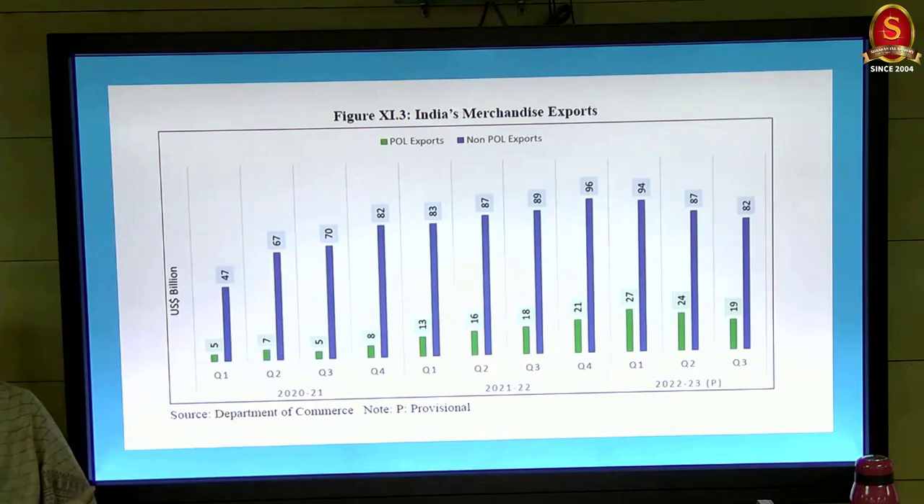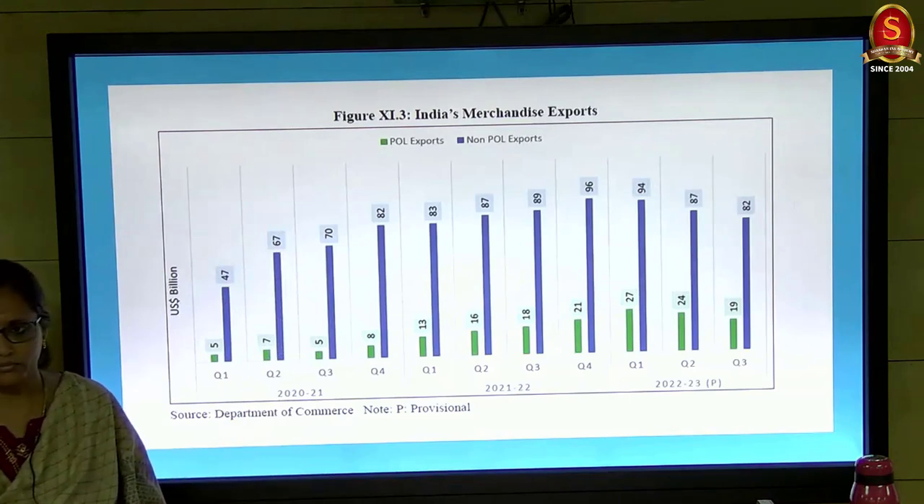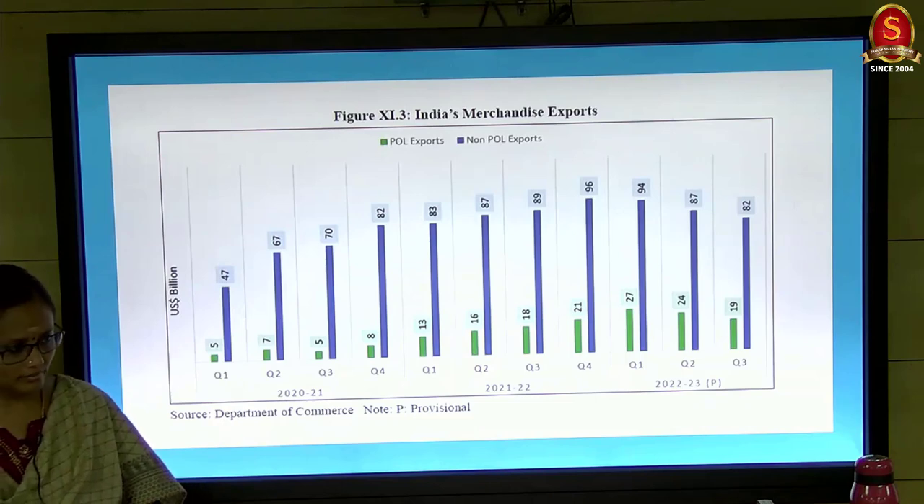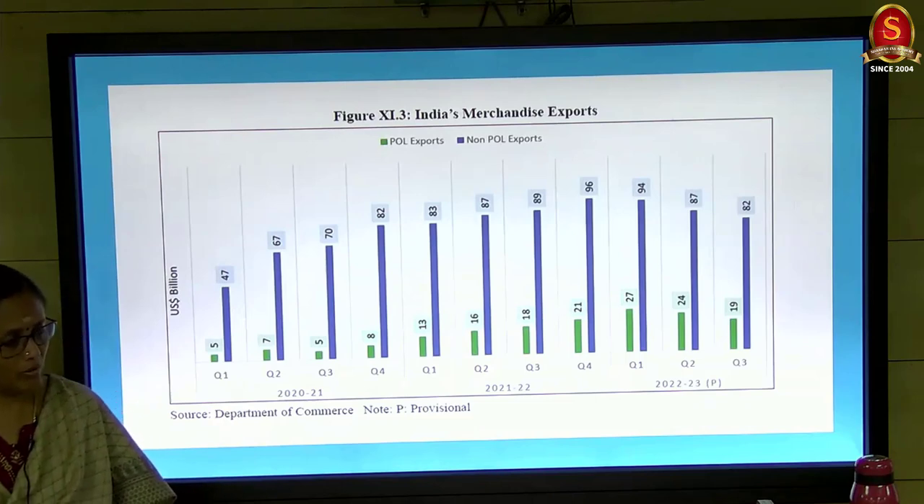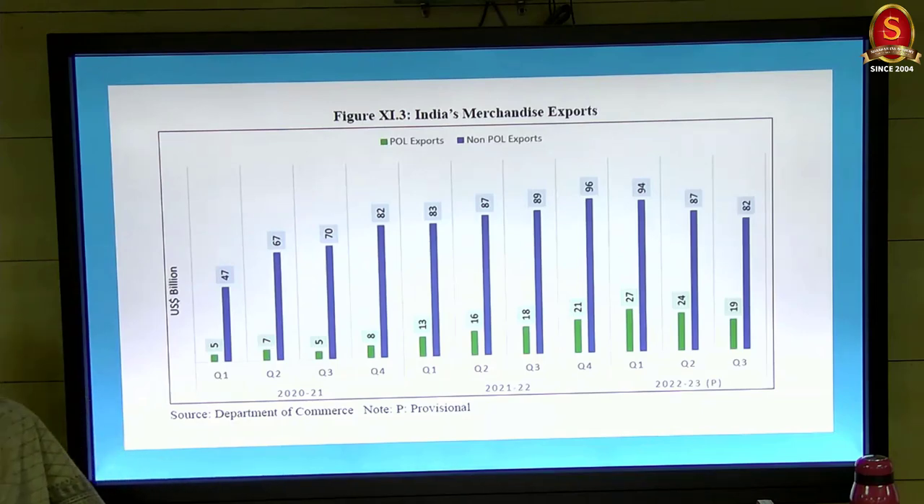Non-POL will be bulking up. Can you give me some example for the non-POL? Other than the refined petroleum, is India exporting anything else at all? Pharma products, gems and jewelry. Yeah, we do export. Then iron and steel. Nobody is from the subsistence sector here, or urban elites. Example, iron and steel.